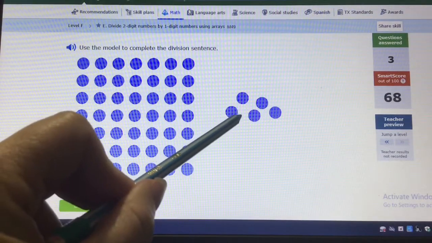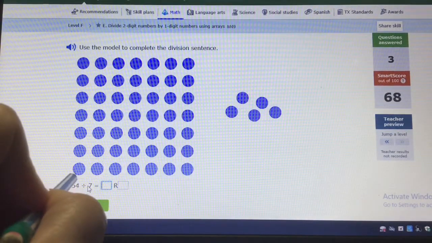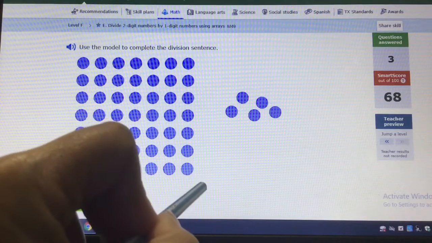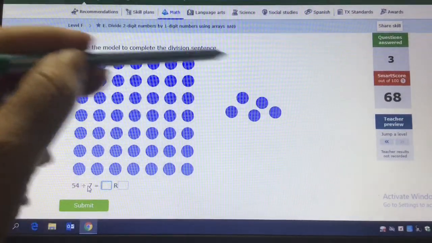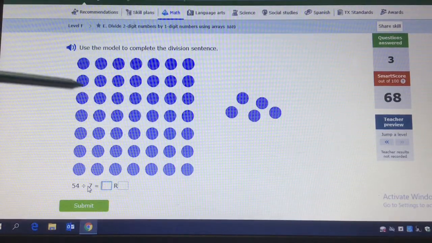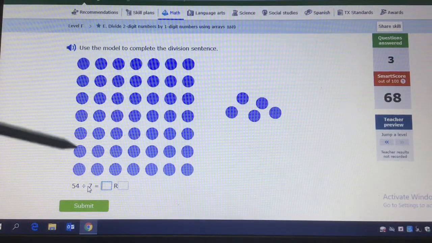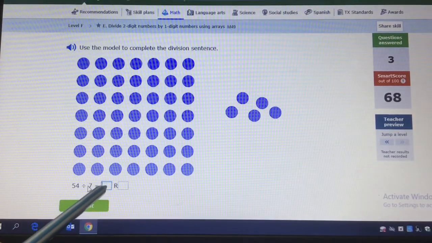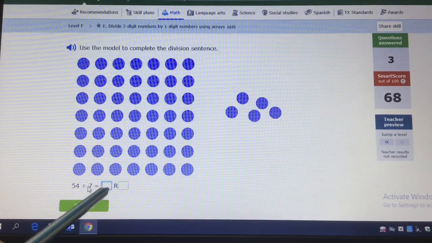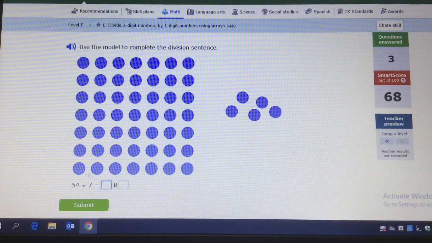These are your remainders. They did not have enough to put 1 more in each group down here to make another row. So we have 54 altogether. They were able to get this many in each group, and they had a remainder of this many. This time they want you to put in both parts of the answer. Okay, I'm going to go ahead and jump to our next skill.